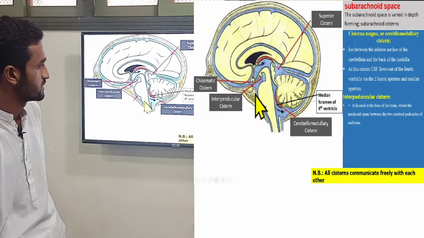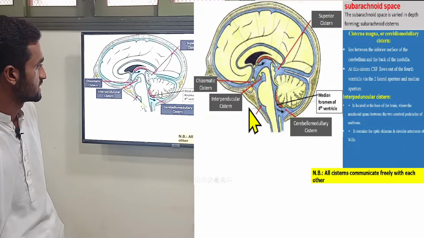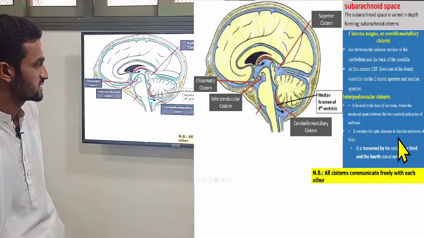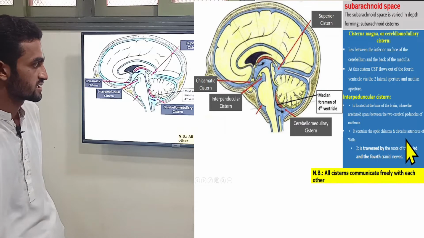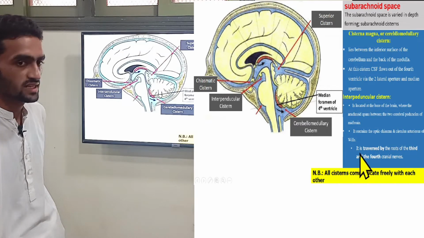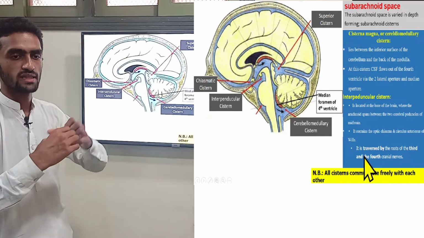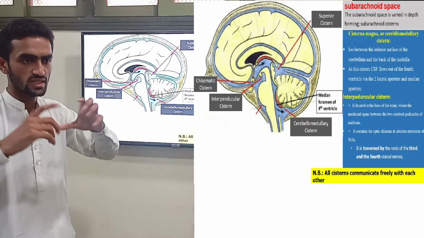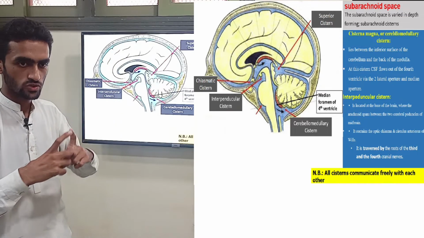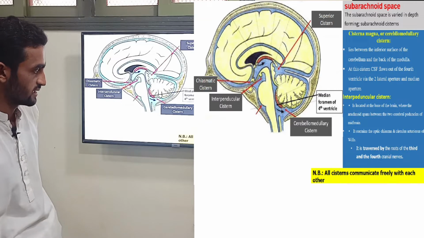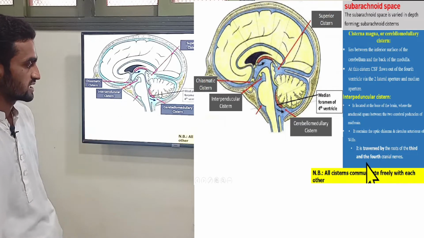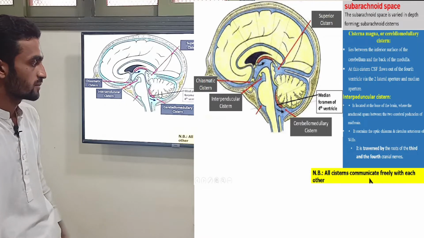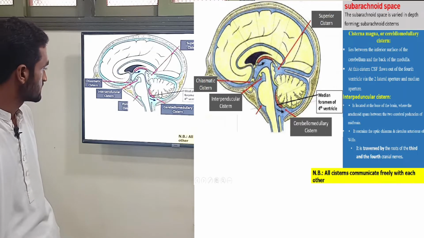You can see here, it contains the optic chiasm, and on the outer margin the circulus arteriosus of Willis. So these form the blood supply; when you see the circle formation, that is also associated here. And the third and fourth cranial nerves are associated with this. All the cisterns communicate freely with each other.